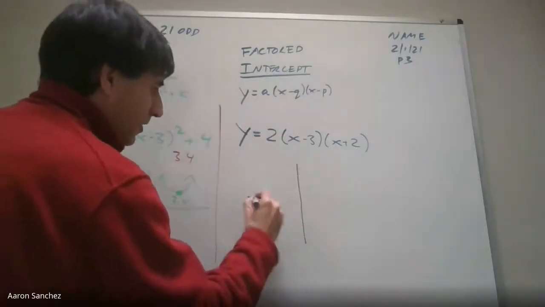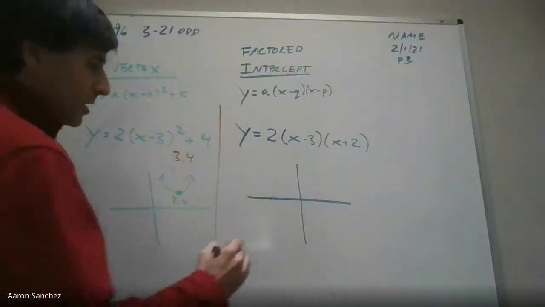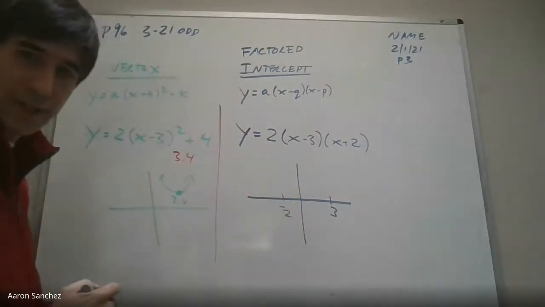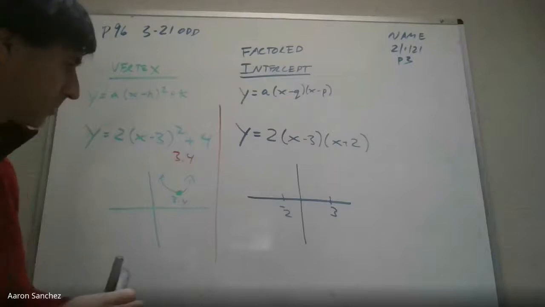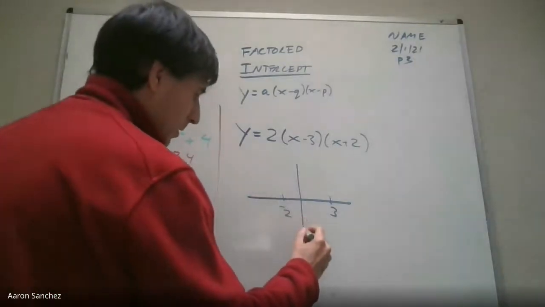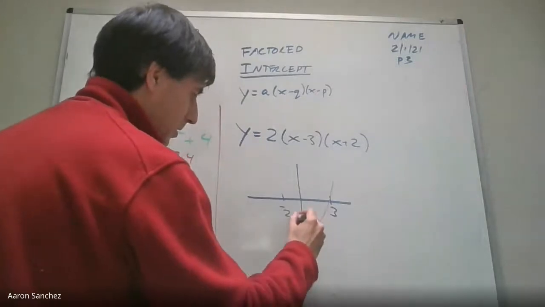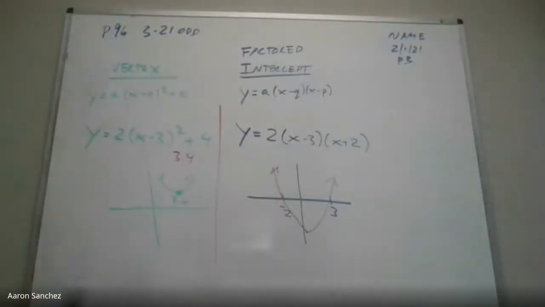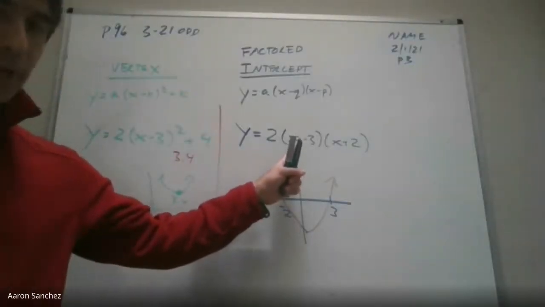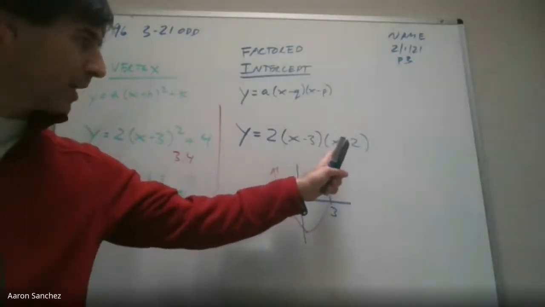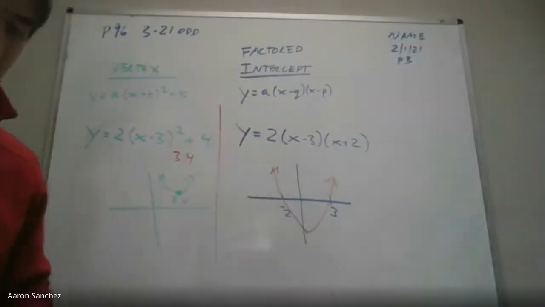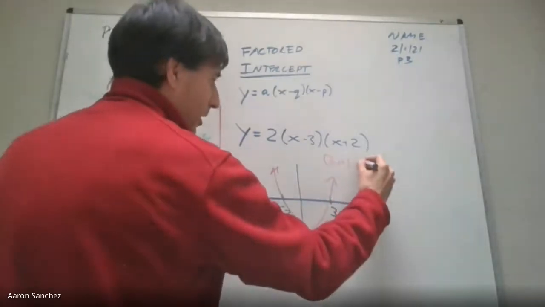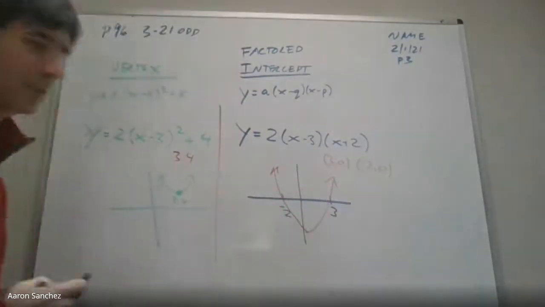If I was to graph this, my x-intercepts would be at positive 3 and negative 2. You can graph it so it looks something like this. Just a rough sketch. But the intercept form tells me where my x-intercepts are. Remember, if this is x minus 3, my x-intercept is at positive 3, and if this is x plus 2, my x-intercept is at negative 2. So my x-intercepts are at (3, 0) and (-2, 0). Okay, so that's intercept form.